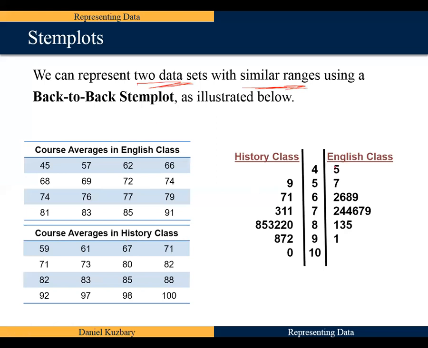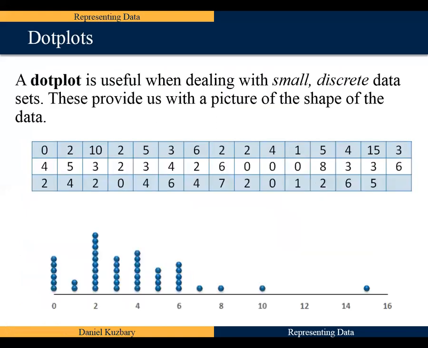For instance, if we're interested in the shape, we can say, oh, well, that's kind of normal. It's kind of symmetric. That's kind of symmetric. But an important thing to notice is that there's a lot more 70s here and a lot more 80s here. By and large, the history grades seem to be better than the English grades. And maybe you couldn't tell that as easily as you could from putting it on a stem plot or back-to-back stem plot. Similarly, we can make dot plots.